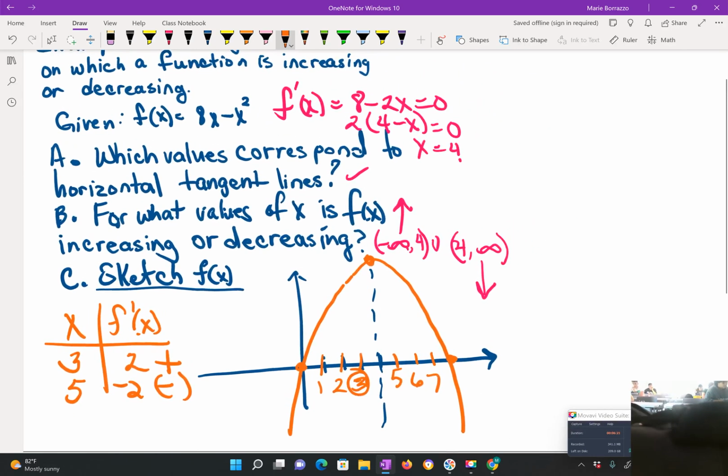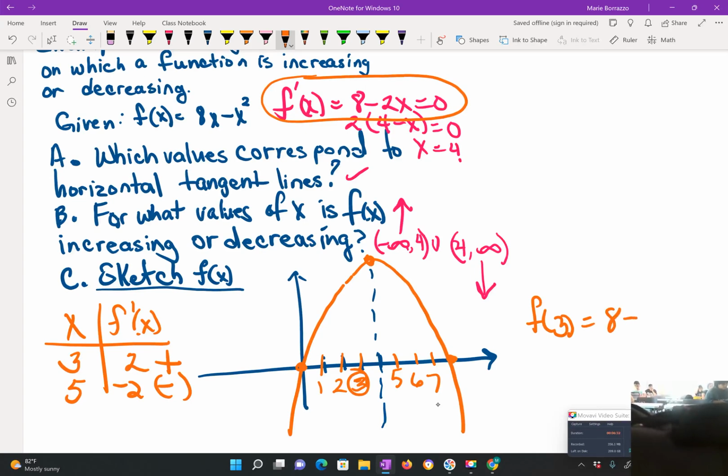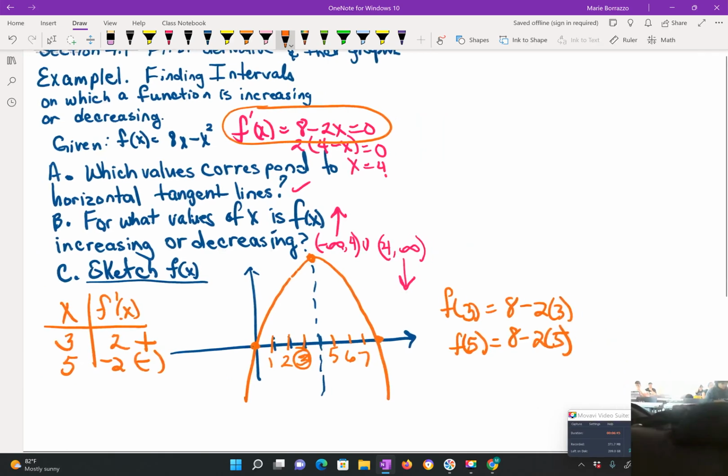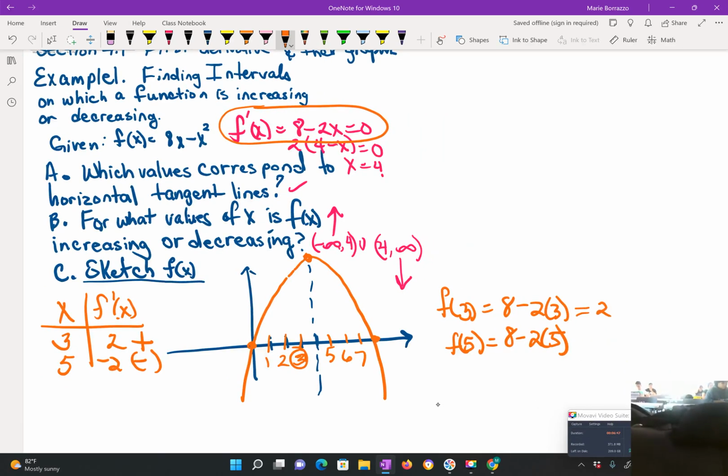So go back to your f prime x equation, your first derivative equation, where we would say, for example, f of 3 is equal to 8 minus 2 times 3, and f of 5 is going to equal 8 minus 2 times 5, hence the results as you see here, which are +2 and -2, which tells you whether these functions are increasing or decreasing.